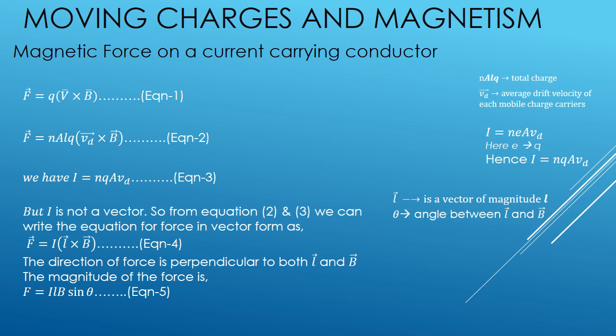But here the current I is not a vector. So from equations 2 and 3, we can write the equation for force in vector form as F is equal to I into L cross B. You can mark this as equation number 4. Here, L is a vector of magnitude L and theta is the angle between L and B. The direction of this force is perpendicular to both L and B, and the magnitude of this force is F is equal to ILB sin theta. So this is the equation for the magnetic force on a current carrying conductor.